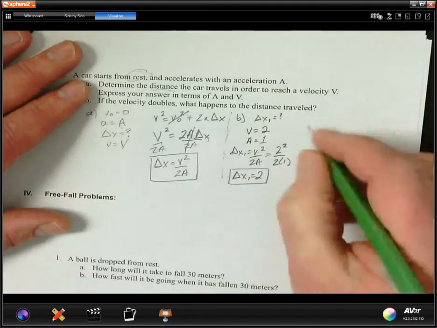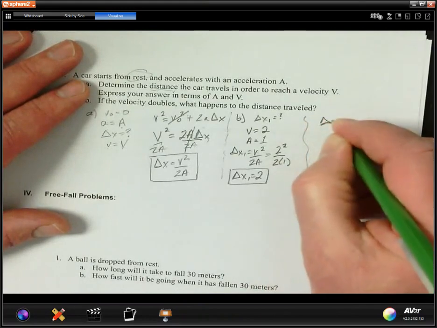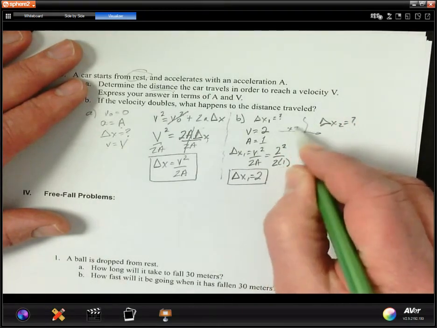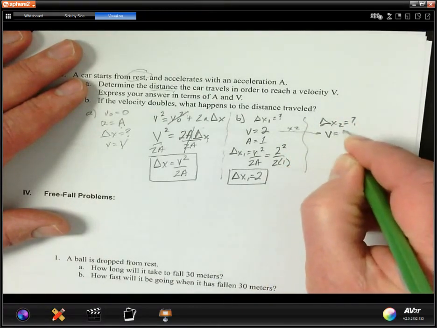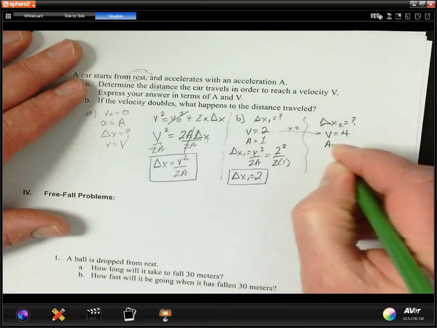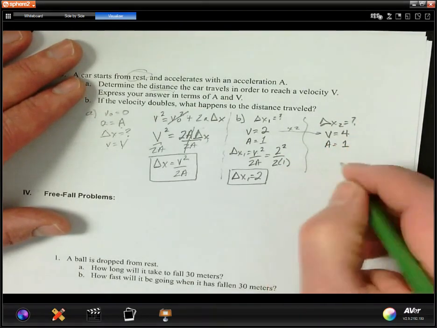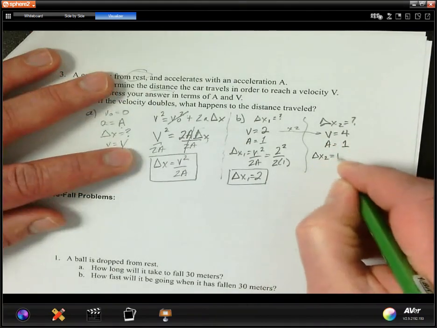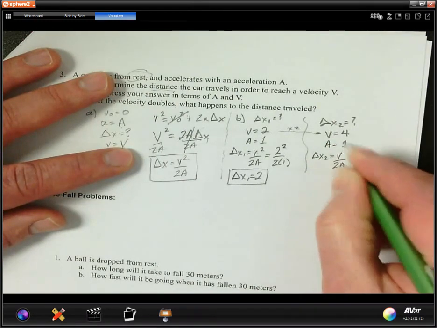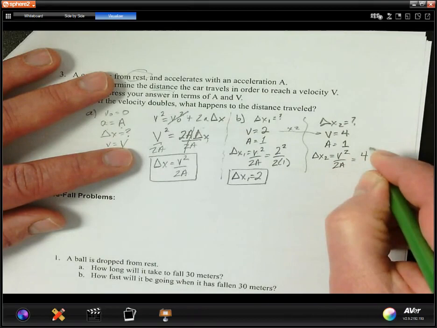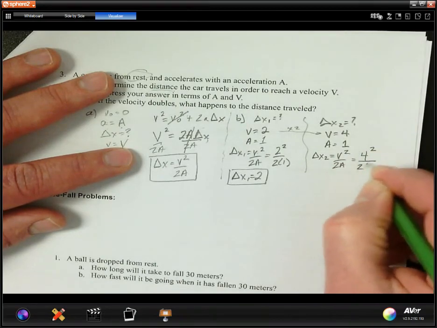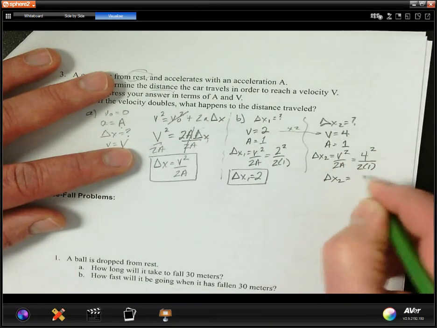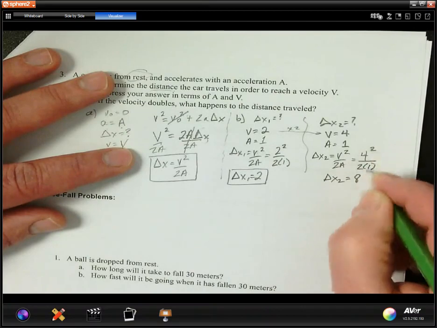Okay, now let's do it again because I want to see what happens to it when the velocity doubles. So I'm going to double the velocity. So now the velocity is going to be 4. My acceleration is still going to be 1 because it says double the velocity. It doesn't say do anything with the acceleration. Rewrite my equation. I put 4 in there for v and square it, divided by 2 times 1. And if I do this, I get 8 because 4 squared is 16 divided by 2 is 8.